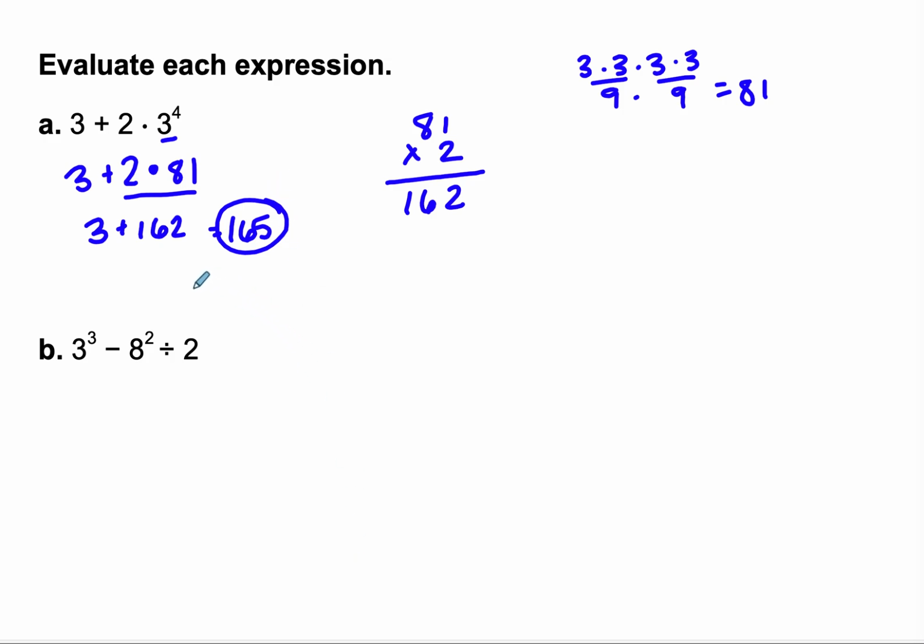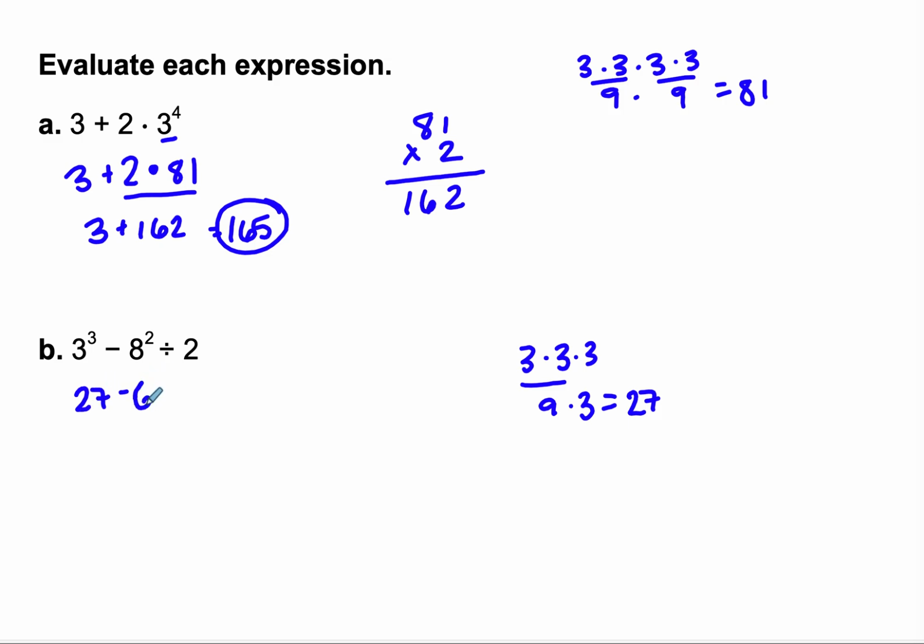All right, let's take a look at our next one. 3 cubed minus 8 squared divided by 2. Okay. 3 cubed. 3 times 3 times 3. 3 times 3 is 9. Times our next 3 is going to give us 27. So 27 minus 8 squared.